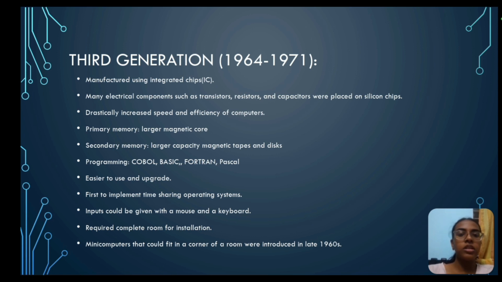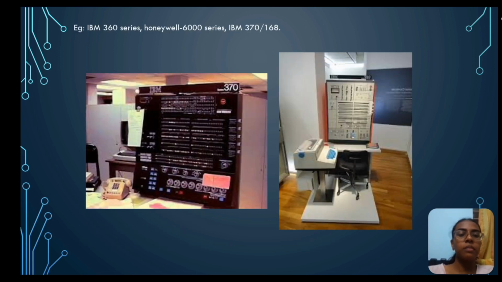However, third generation computers were still large and required a complete room for installation. However, later in the late 1960s, mini computers that could fit in a corner of a room were introduced. Some examples of third generation computers are IBM 360 series, Honeywell 6000 series, and IBM 370 168.